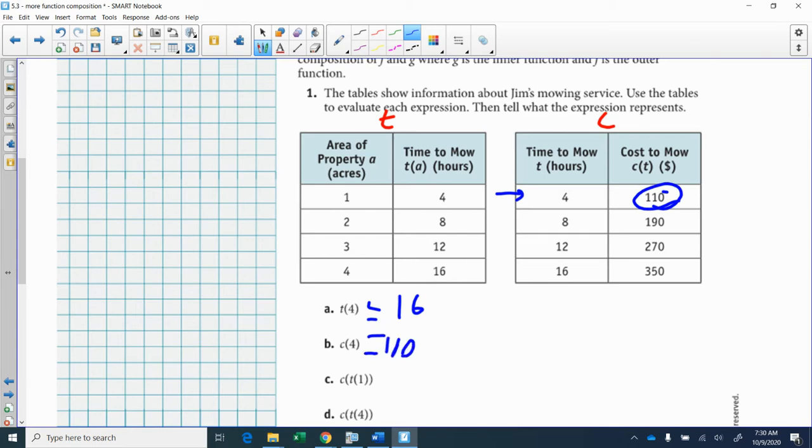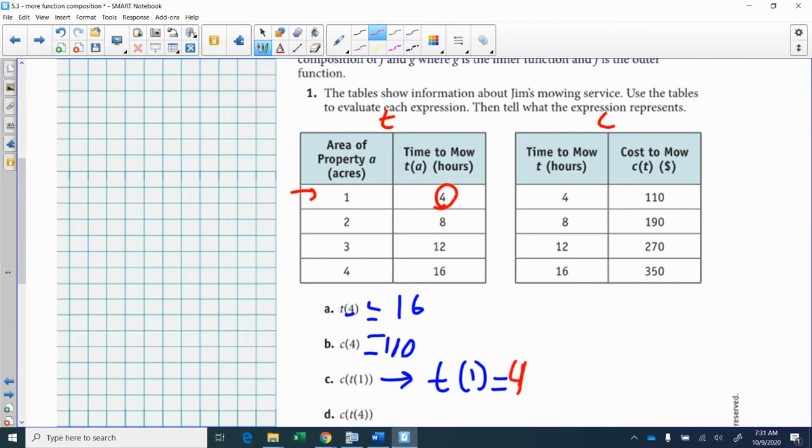See how I can go through and say, okay, this is this, and this is this. I'm looking for the x value, and then the answer is whatever comes from that. But now let's talk about letter C. They give us C of t of 1. First off, what is t of 1? Well, if I go to the chart over here, t of 1, the 1 would give me an answer of 4.